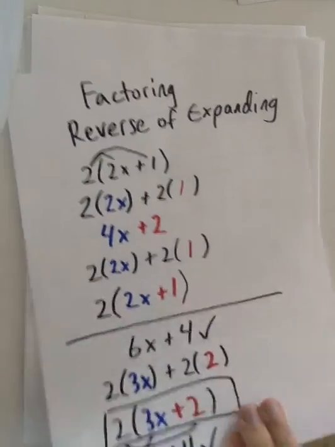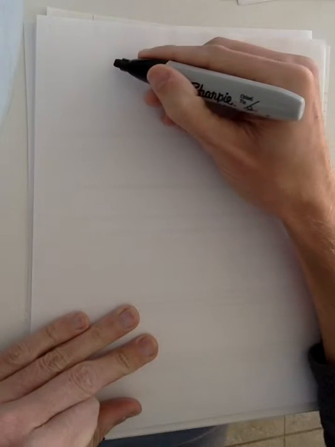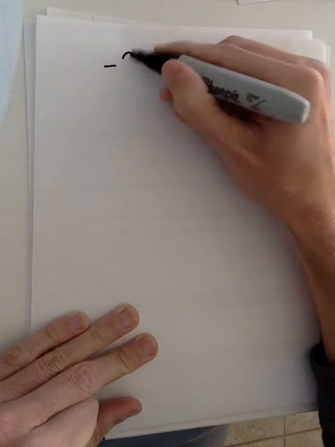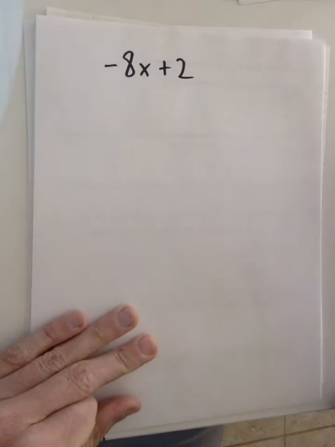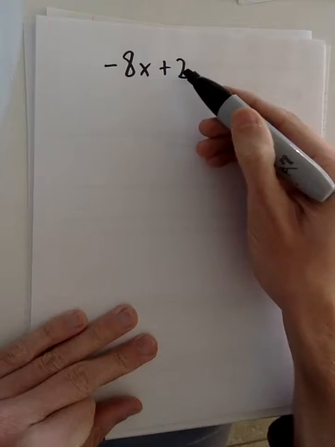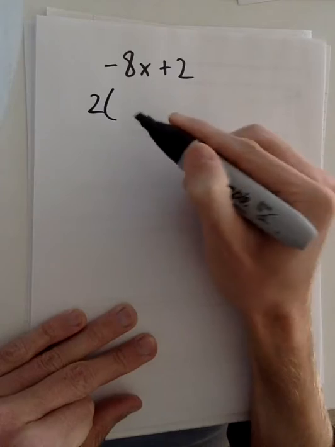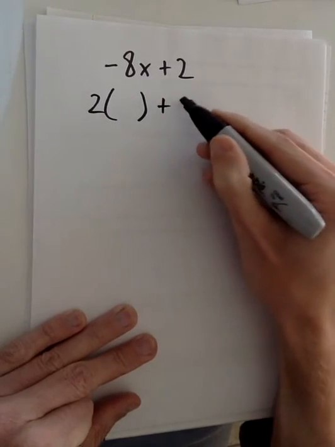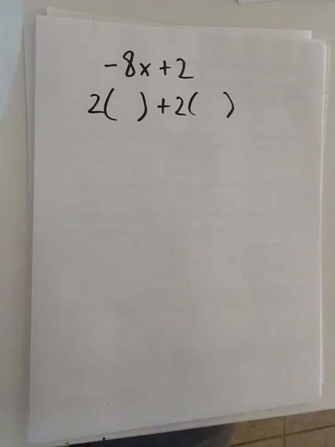So now I want to try with some slightly more complicated examples. Let's see. If we had the expression negative 8x plus 2. Let's try this one. So a common factor here is actually also going to be 2. These are both even numbers, so if they're even, 2 is going to work. So now we have 2 times each of the elements. But because of this negative, we have to be careful.